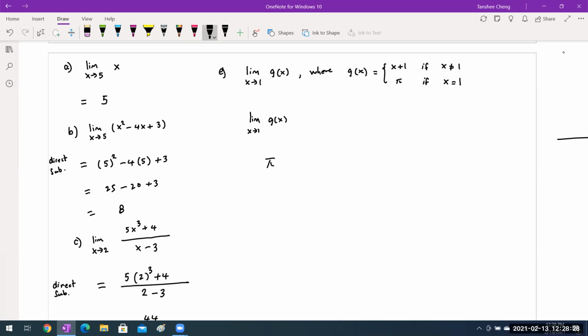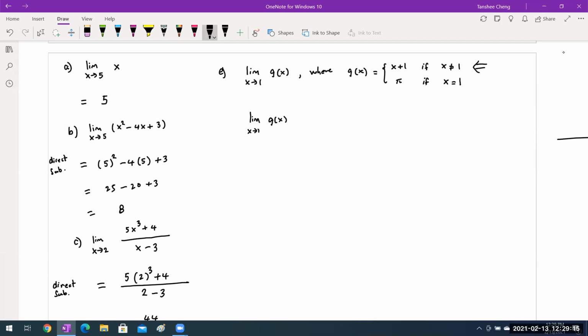Pi. Right away, quickly write it down: pi. And remember, the limit value and the function values are different. If it is a function value, g of 1, then yes, I will say pi, because I cannot use the first formula, since the input we are evaluating is not in the restricted domain of the first formula. So I use the second formula to evaluate the function. But the limit is different, okay?